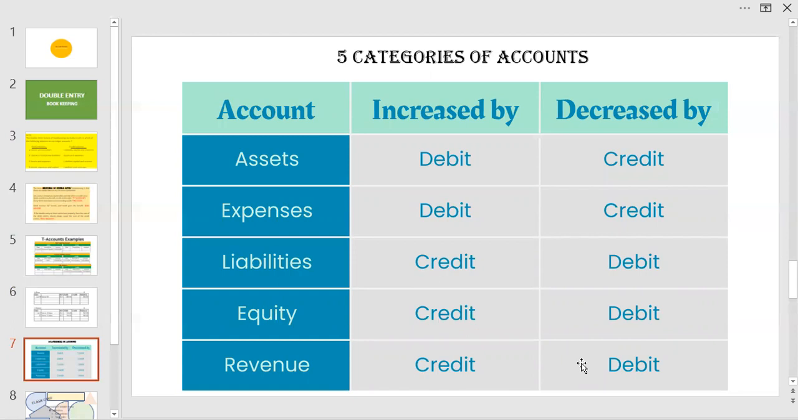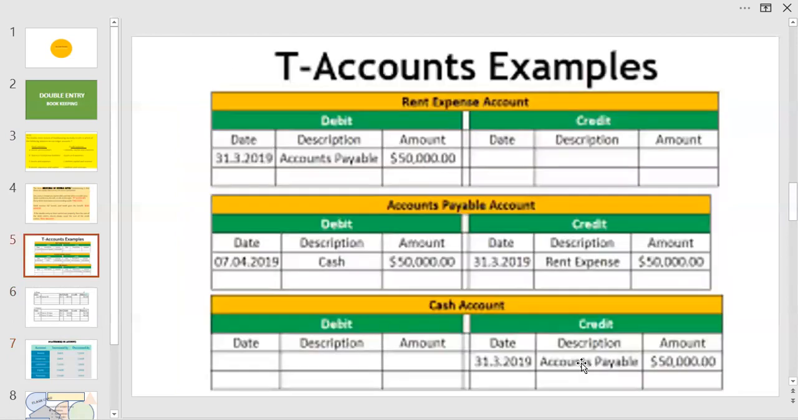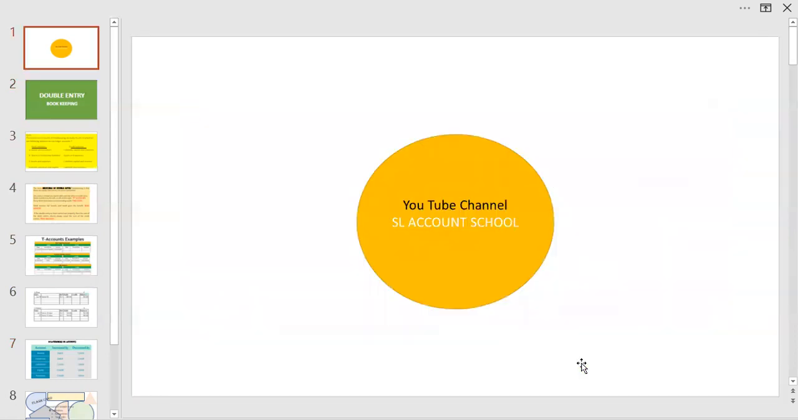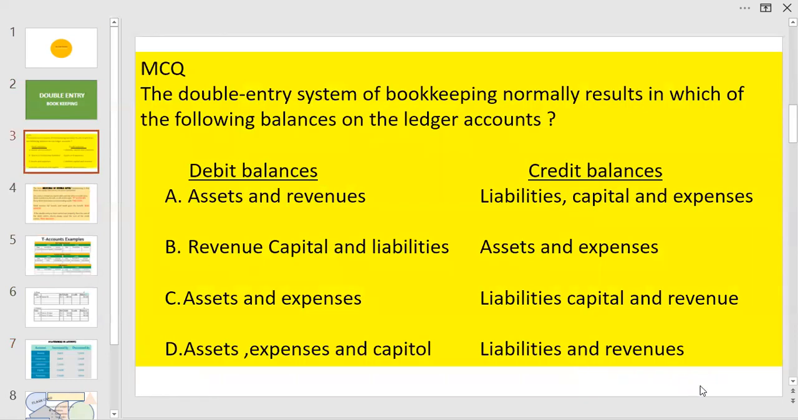Now let's go to the question. In A, assets and revenue are shown as debit balance. Revenue cannot be a debit balance, therefore the statement is incorrect. In B, revenue, capital, liabilities: all these three cannot be debit balance, therefore this statement is also incorrect. In C, assets and expenses are shown as debit balance, which is correct. If you see the other part of it, liabilities, capital, revenue shown as credit balance, which is correct. Therefore, the answer is C.